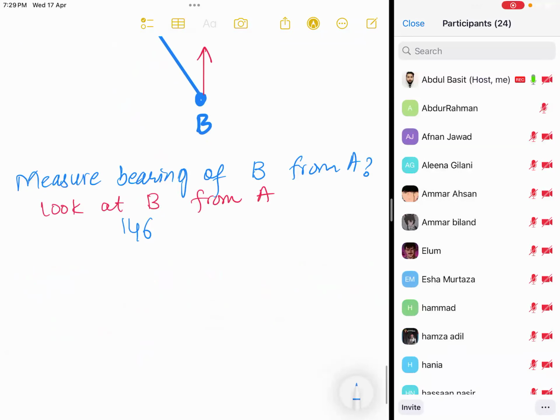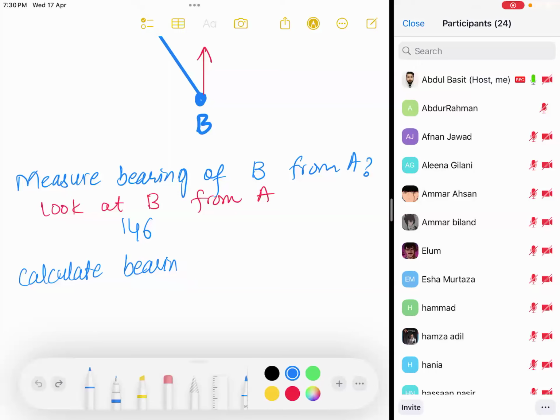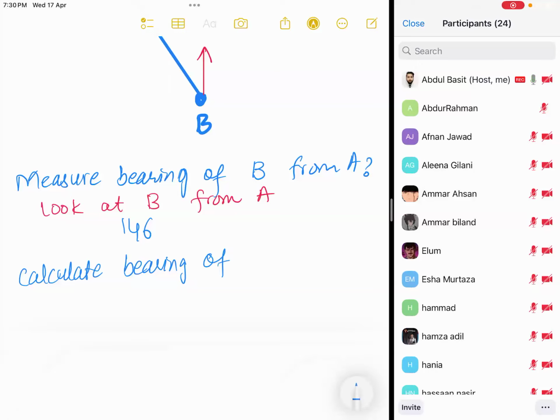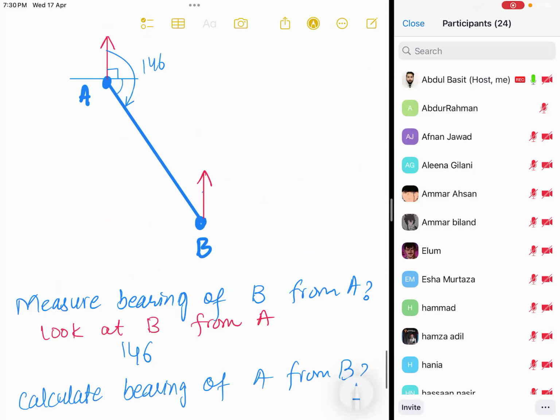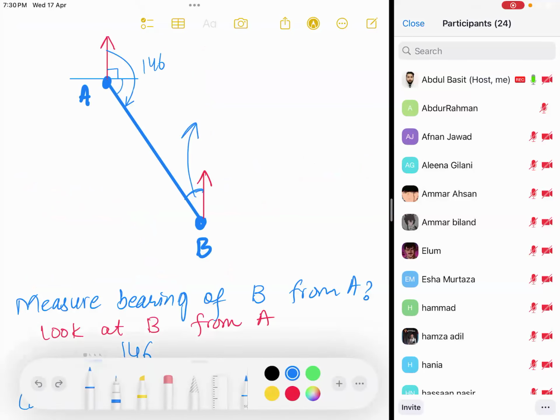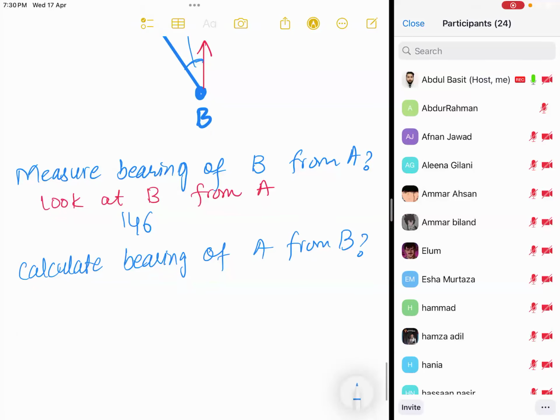अच्छा, now for example the question is calculate. अब लिखा हुआ है calculate bearing of A from B. Better, now I have the solution for the very first part, so that I can find out this little angle. So this little angle would be 180 minus 146. So the answer would be 34.